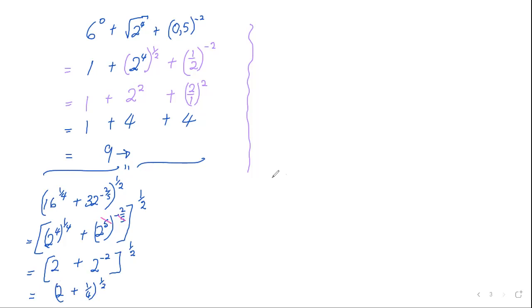That becomes 1/4 to the power half. 2 times 4. This is a mixed fraction. We want to write this as an improper fraction. 4 times 2 is 8 plus 1 is 9/4. The square root of 9 is 3. The square root of 4 is 2.